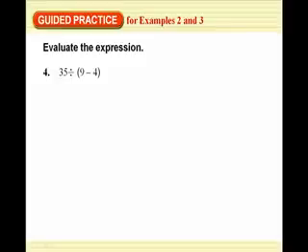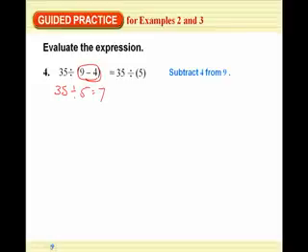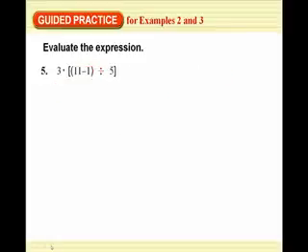So guided practice for examples 2 and 3. We go through and we do the parentheses first for PEMDAS. 9 minus 4 is 5, so it's going to be 35 divided by 5 is 7. That's good. We're going to go through for us, divide, 7.